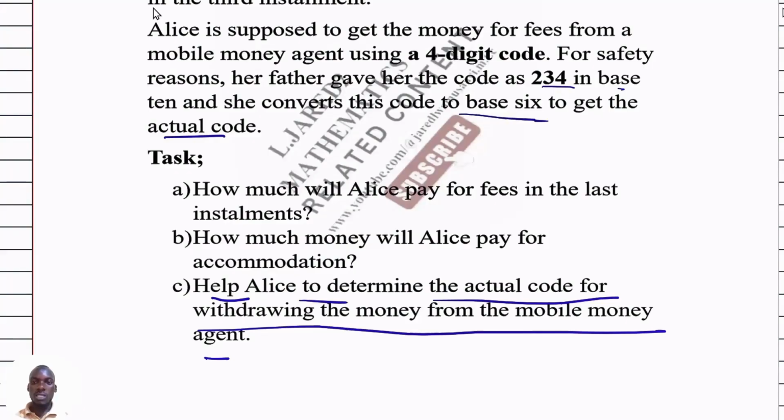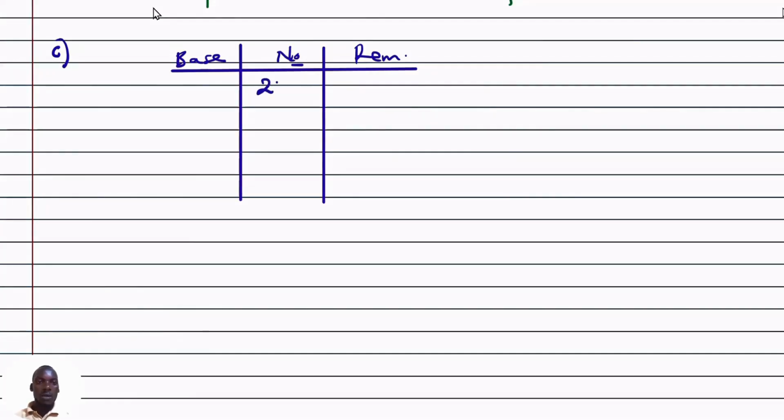So the actual code is going to be obtained by converting this figure, which is 234, from base 10 to base 6. So here we have the base, here we have the number, and then the remainder. Let this be our table. The number is 234. So 234 divided by 6, in here we get 39, leaves no remainder, or a remainder of 0. Then 39 divided by 6, I'm getting 6, and the remainder is 3.